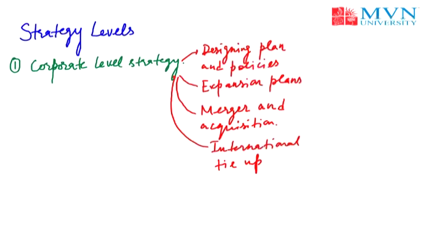So today we have seen three levels of strategy. The first level was corporate level strategy. In corporate level strategy, we have seen that it's the head of a business. It acts as an umbrella, and the various levels of strategy performed at this level are like designing of plans, policies, objectives, expansion plans, international tie-ups, merger and acquisition. These are the roles taken by top level management like directors, chairman, CEO. They are the persons who take all the responsibilities for maintaining the business.